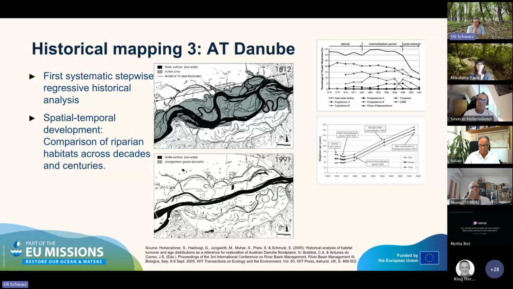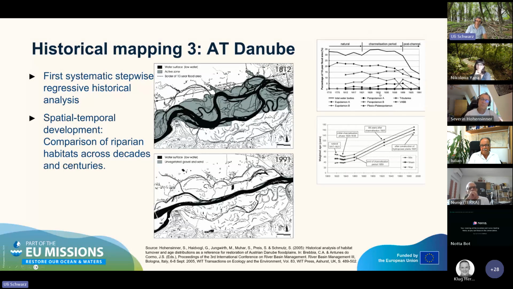It is very important to map iteratively, with many time steps, not only one time step, because it is very important to understand the development and behavior of the river landscape. If you compare the spatial and temporal development, you get a clear time development. It starts in the early 18th century and ends in the post-channelization state in 1991. So you can see what happened.